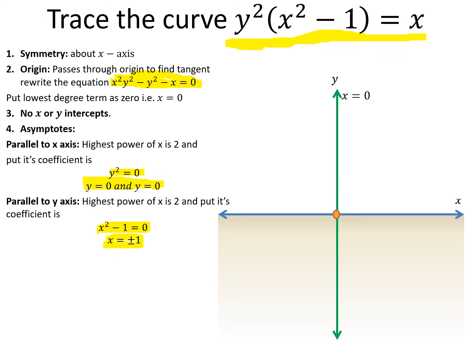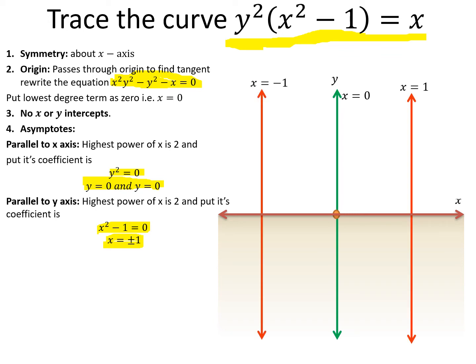So the first one is y equal to 0, that is the x-axis. Now I took red color for the asymptote. Okay. Now the next one is x equal to minus 1 and the third is x equal to 1. Okay. So how is it different from the previous example? Because here we are getting y equal to 0 as an asymptote 2 times. So what does it mean?